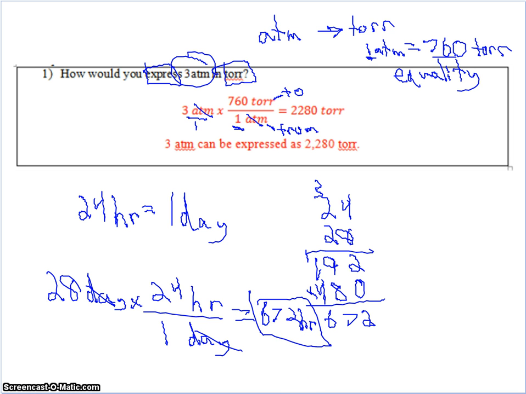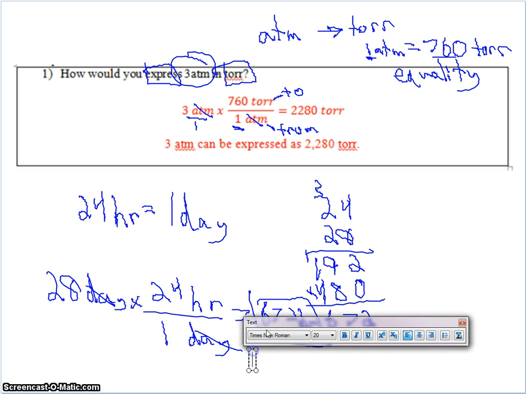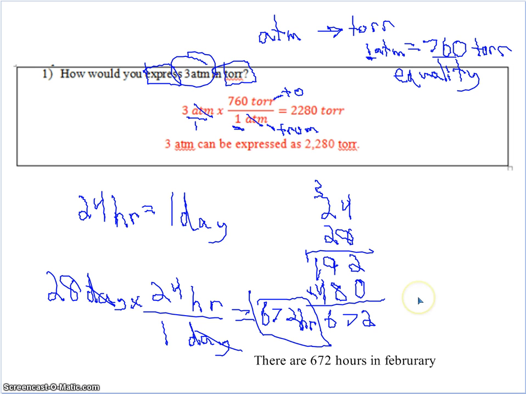We can put that in a sentence. What was my question even? I can't even remember. Oh no, I remember now. There are 672 hours in February. Did I spell that right? It looks wrong. Oh well. You're just going to have to live with it.